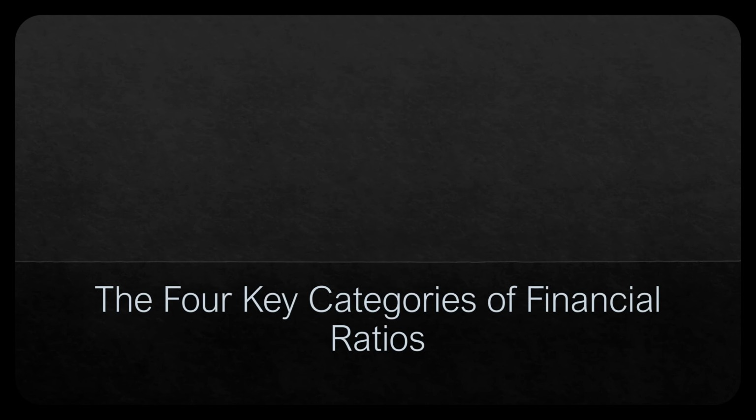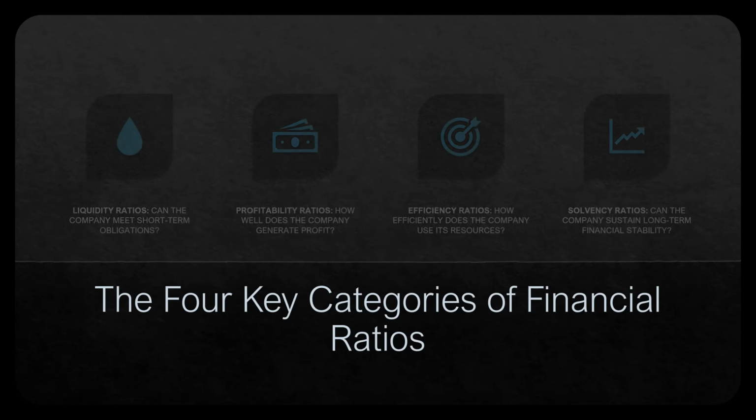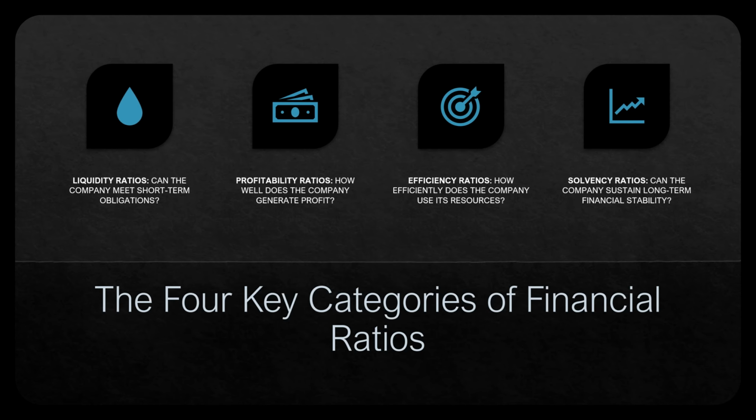So, the four key categories of financial ratios. There are dozens of financial ratios, but most of them fall into one of four categories. Liquidity ratios measure a company's ability to meet short-term obligations. Profitability ratios assess how well a company generates profit relative to revenue, assets, or equity. Efficiency ratios evaluate how effectively a company uses its resources, such as inventory or assets. And finally, solvency ratios focus on long-term financial stability and the company's ability to meet debt obligations.